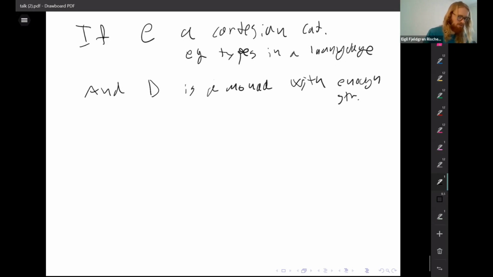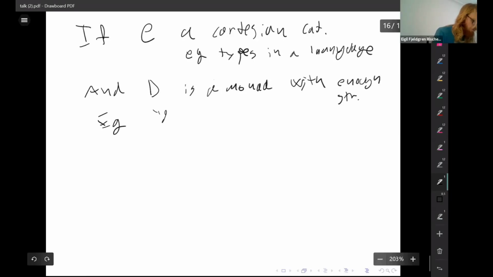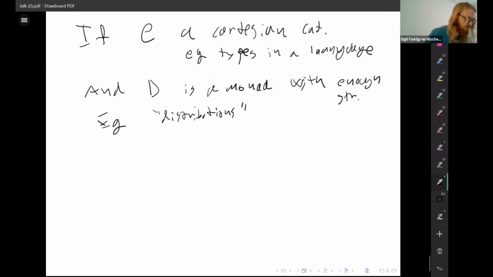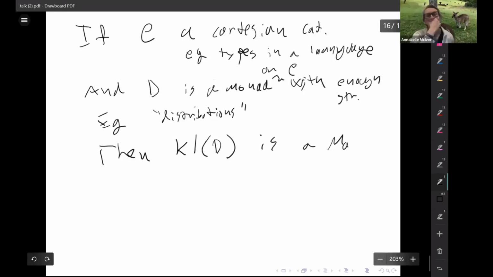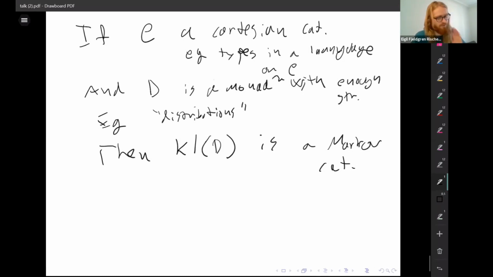So it needs to have some amount of structure, for instance distributions. The discrete distribution monad is one of these. So D is a monad on C, obviously. Then the Kleisli category of D is a Markov category. This is where a lot of the basic examples come from. So if you're programming in a sufficiently nice typed functional language and working with some probability monad, then you're really working in a Markov category.